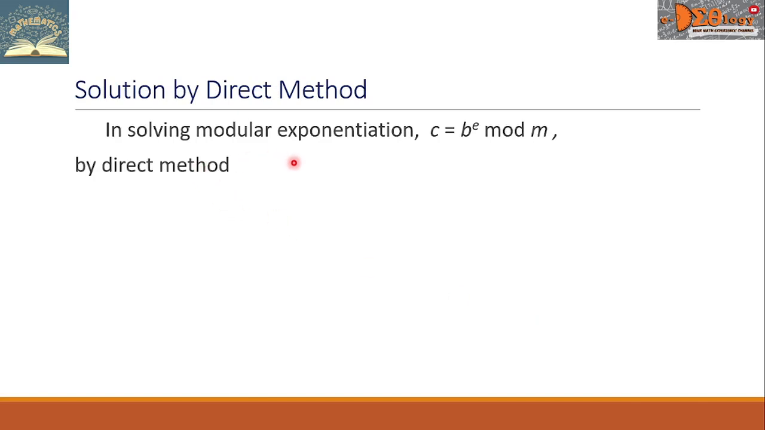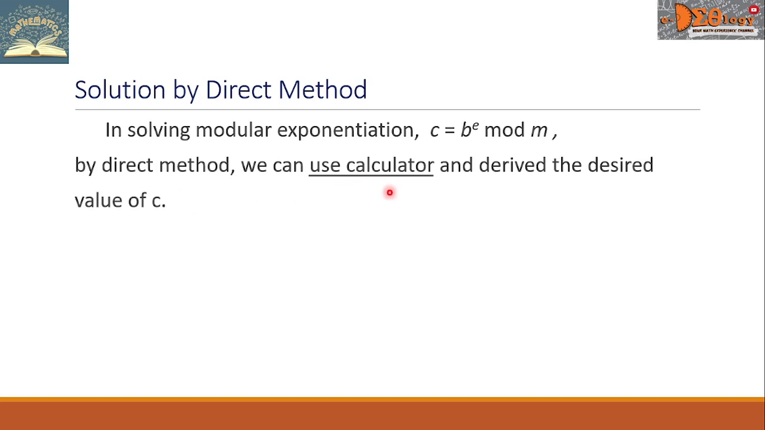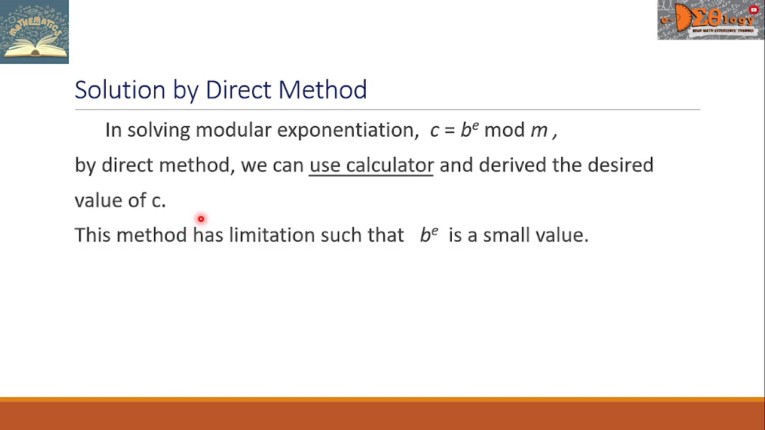In solving modular exponentiation, that is c equals b raised to e mod m, by the direct method, we can use a calculator and derive the desired value of c. This method has a limitation such that b raised to e must be a small value.